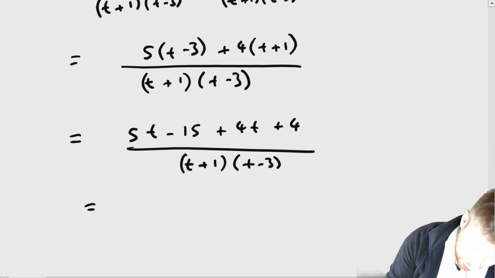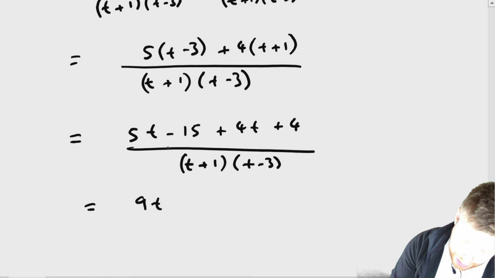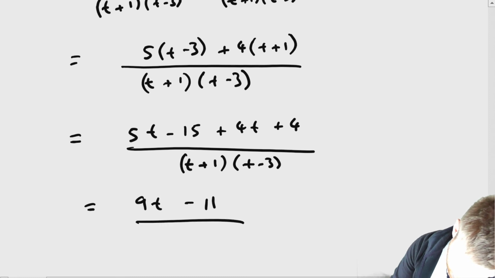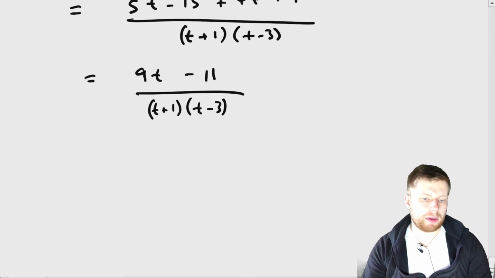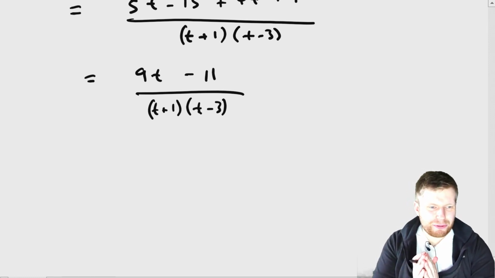All right, okay. Now I just collect together like terms. Well, I have 5t plus 4t. That makes 9t. Negative 15 plus 4 is, what's that? Negative 11. Okay. And then t plus 1 times by t minus 3. That would be it fully simplified. All right. Let's try one more and then we will finish off.